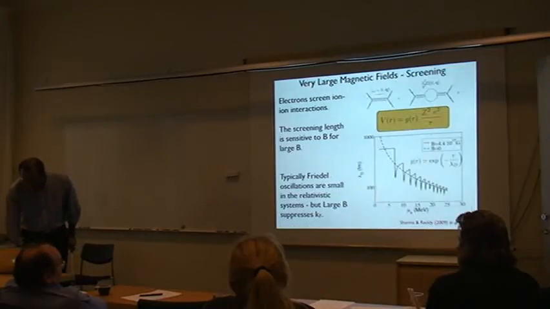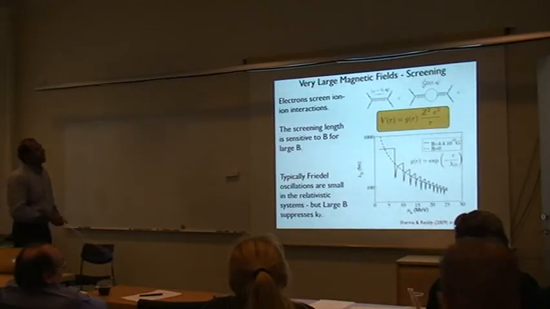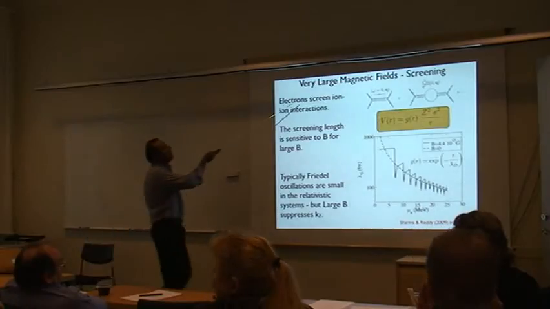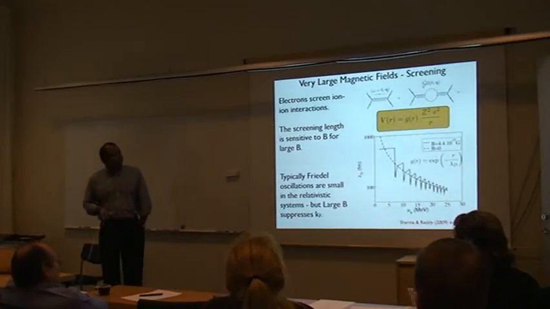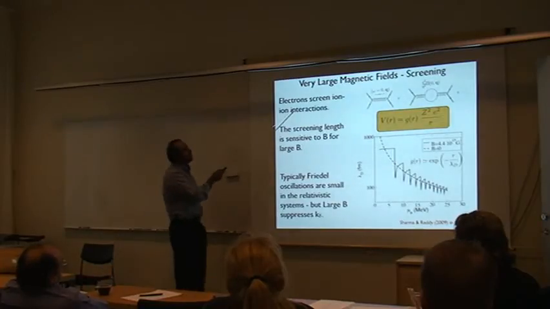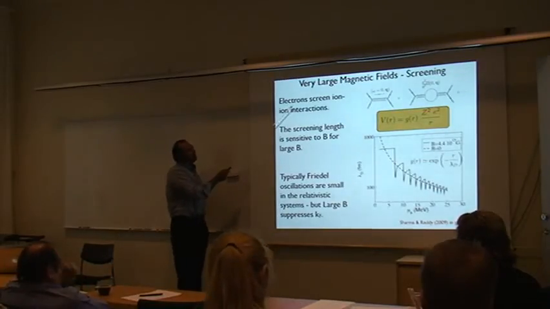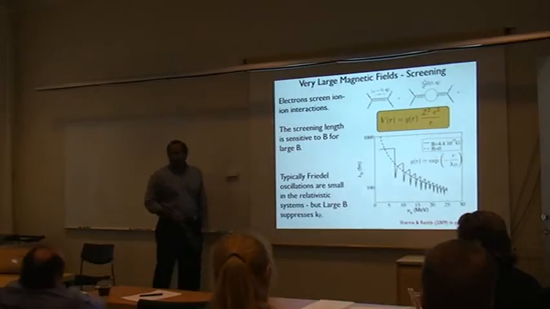Okay, one last thing, and I'll quit. This has something to do with screening in very large magnetic fields. Dissipation in large magnetic fields is anisotropic. What about screening? We know that the electron screening for ions is very important.